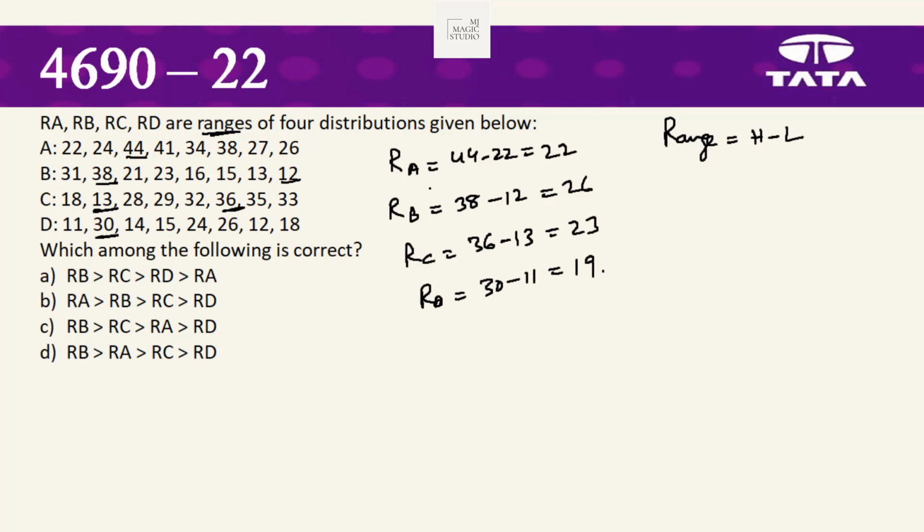Now we need to check which one is greater. Greater is RB. So it should be RB is greater than RC is greater than RA is greater than RD. Which option is it? RB is greater than RC is greater than RA is greater than RD. Option C is the pick.